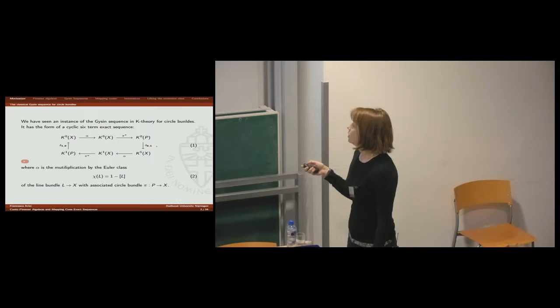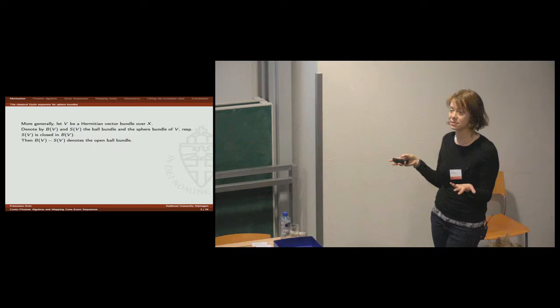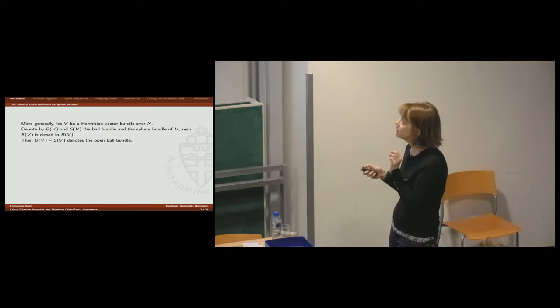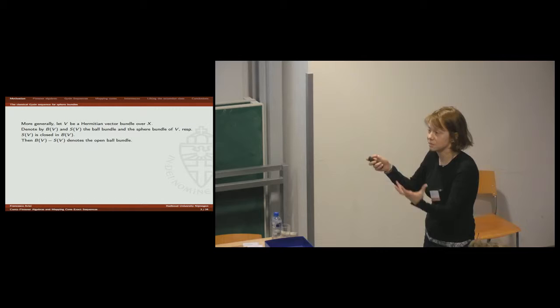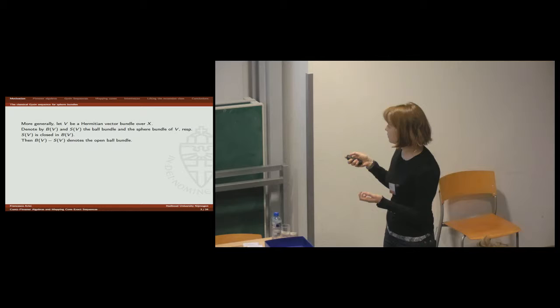So this actually admits generalization. Jens was discussing this 2 minutes ago, that this construction works actually for any sphere bundle, not only for circle bundles. So suppose you have a Hermitian vector bundle over a locally compact space, X. Using this Hermitian structure, the fiberwise inner product, you can actually define a series of bundles. So you can define the sphere bundle, which is the bundle which has spheres in the fiber. But you can also define the ball bundle, which is the bundle that has these elements that have length up to 1. And of course, the sphere bundle is closed in the ball.